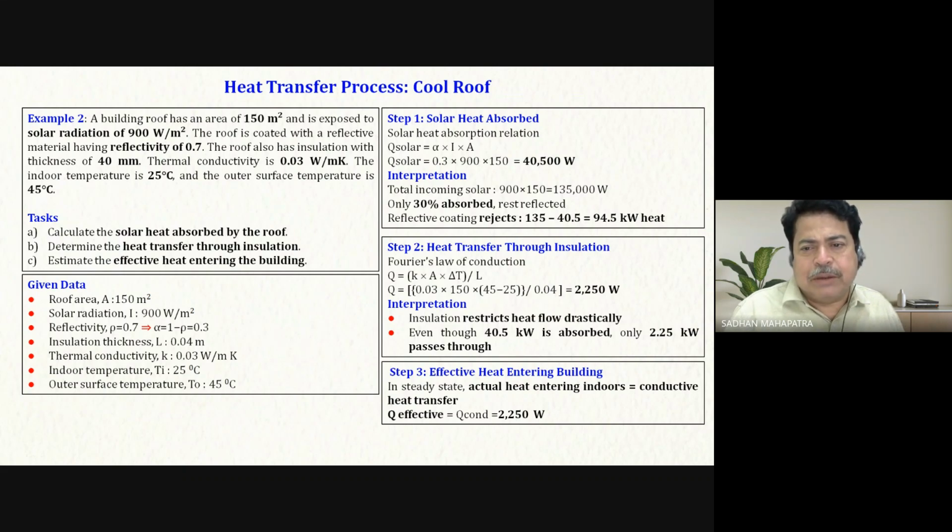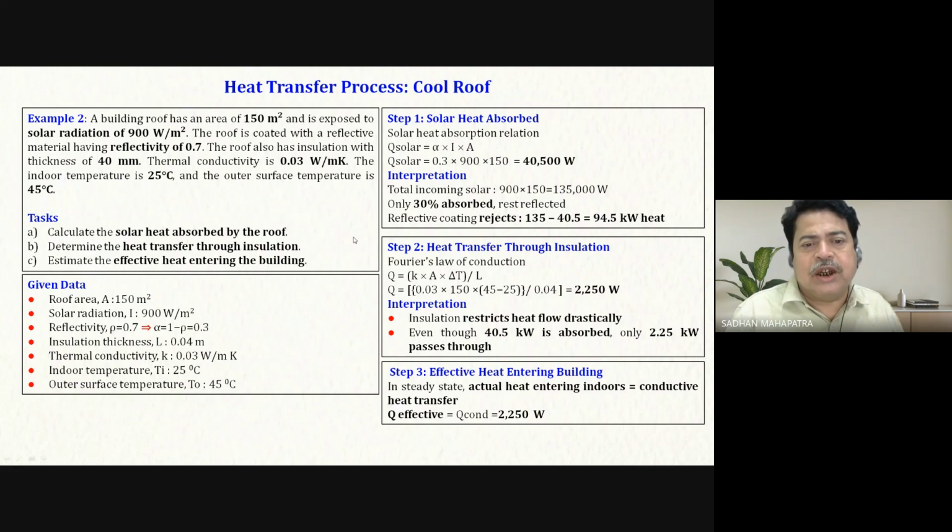Now total incoming solar is 900 into 150, which is 135,000 watt. Now only 30% is absorbed, the rest is reflected, and the reflective coating rejects 135 minus 40.5, that is 94.5 kilowatt of the heat. And this is a huge number.